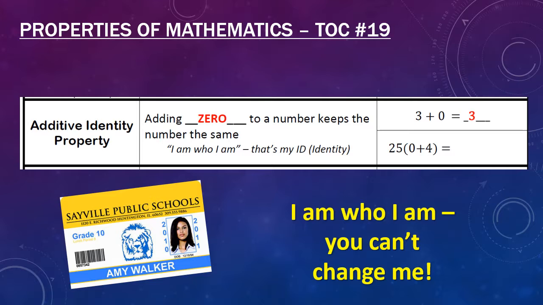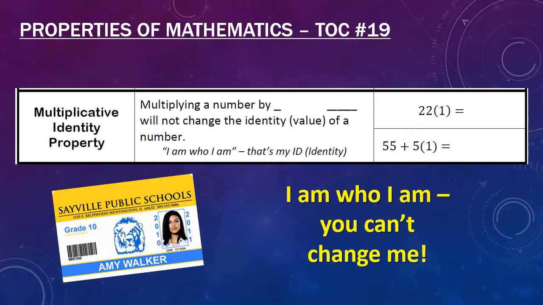If you look at the second example, this one's a little bit more intense because I have 25 times the quantity 0 plus 4. Well, 0 plus 4 is just going to give me 4. And then I can multiply that times 25 and get 100. So it's just knowing that any time I add 0 to a number, I'm not changing the value of that number at all. So that's the identity property for addition.